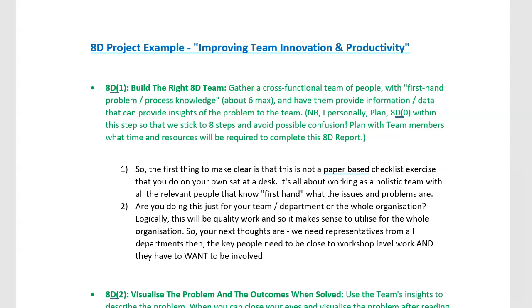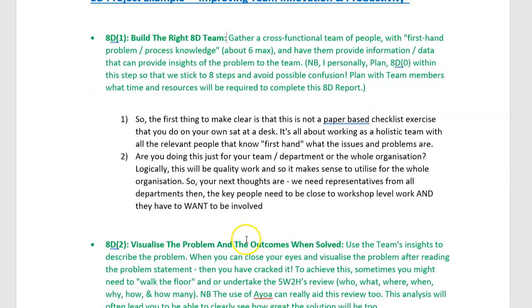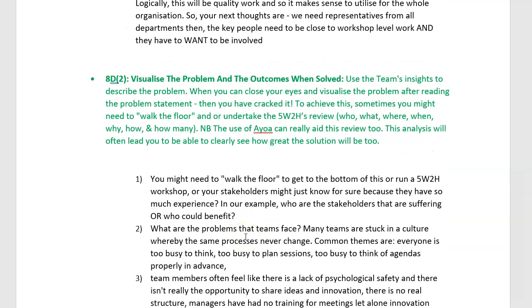First of all, think, are you doing this for your team, your department or your whole organisation? Logically, this will be quality work, and so it makes sense to utilise for the whole organisation. So your next thoughts are, we need representatives from all departments then. The key people need to be close to the workshop level work, and they have to want to be involved. That is, they must be inspired by this vision.